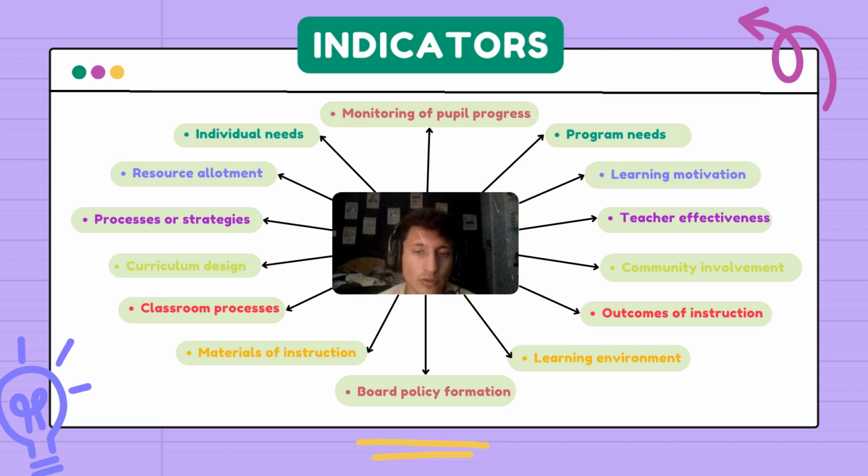And this is the last of the different types of indicators that we have. And we have to know that these indicators are really important, so we don't have to forget them.